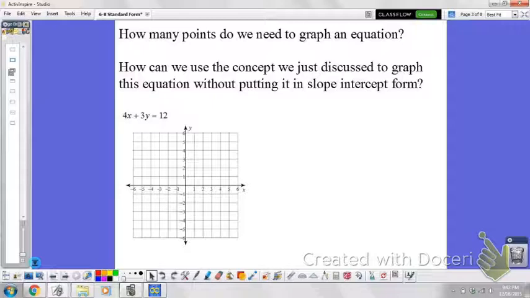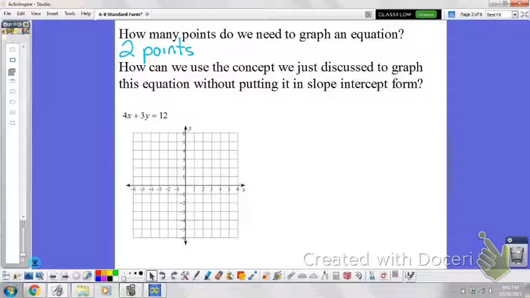So now we ask the question, how many points do we need to graph an equation? Or how many points do we need to graph a line? Well, to graph a line, we need 2 points, because if we can connect those 2 points, we're able to make our line.